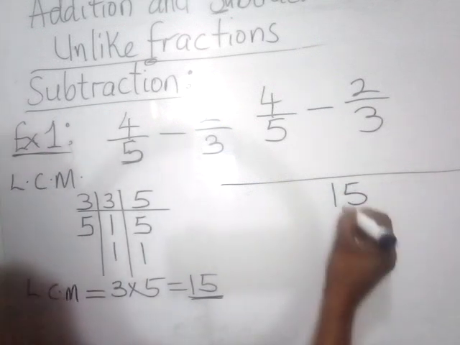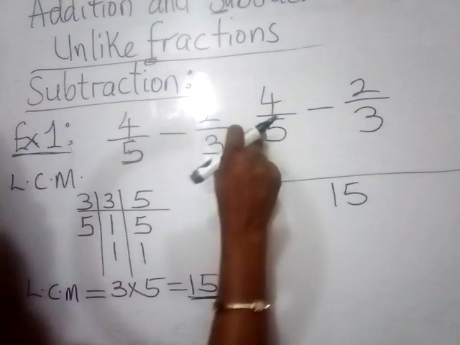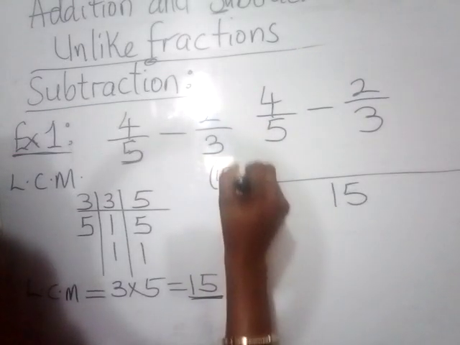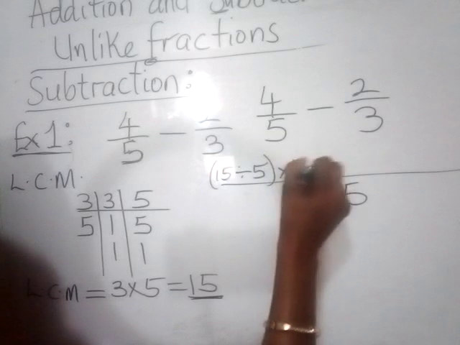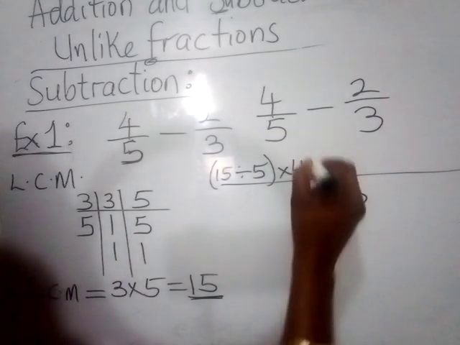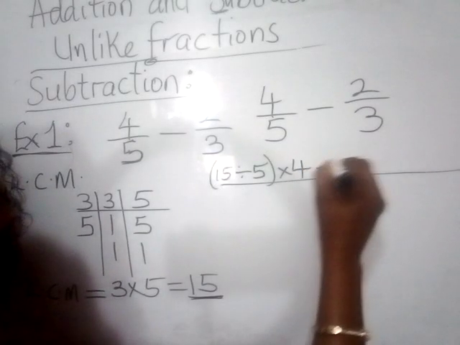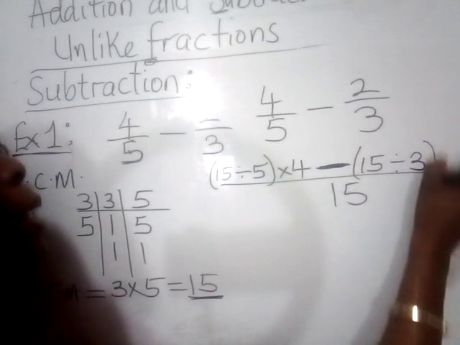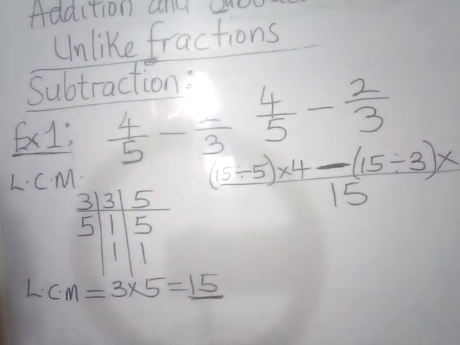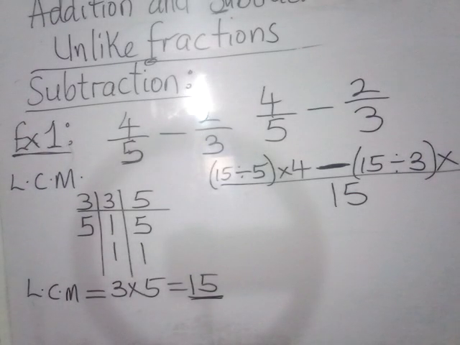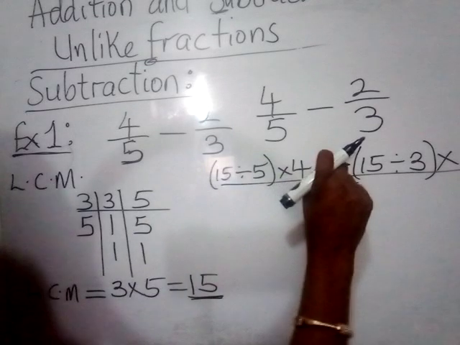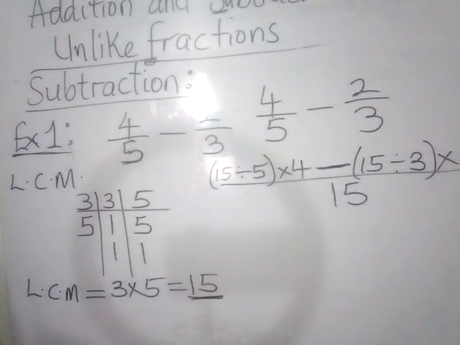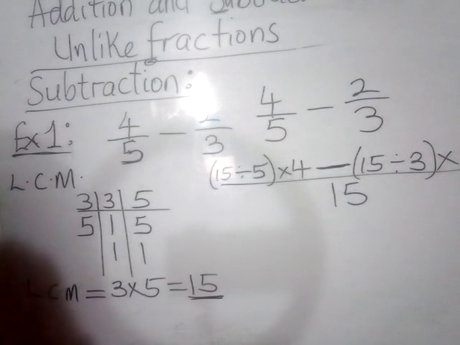So you have 15 as the new denominator. Now for the first fraction, what do you do? 15 divided by 5 multiplied by 4, right? Minus, this is just the difference. Here you have 15 divided by 3 times 2. The only difference we have here is the minus sign in the middle. That's all. Otherwise, it's exactly the same thing as the addition method.